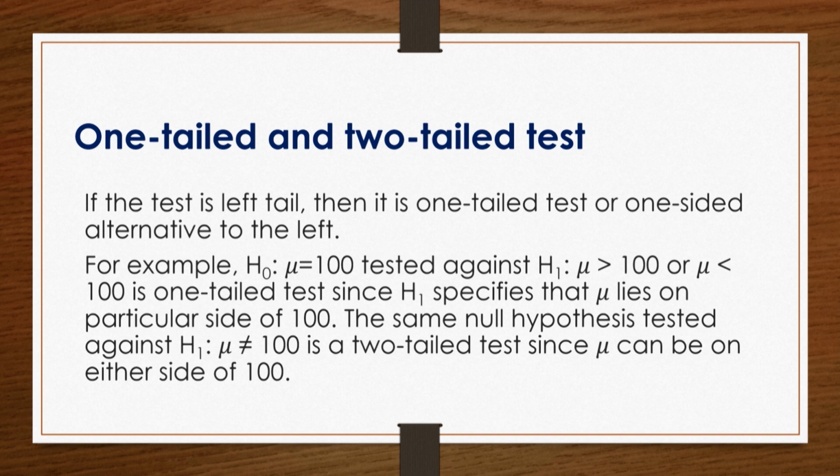For example, H0: mu equal to 100 tested against H1: mu is greater than 100 or less than 100 is a one-tailed test, since the alternative hypothesis H1 specifies that mu lies on a particular side of 100, that is either greater than or lesser than. Hence, the null hypothesis tested against H1: mu is not equal to 100 is a two-tailed test, since mu can be on either side of 100.